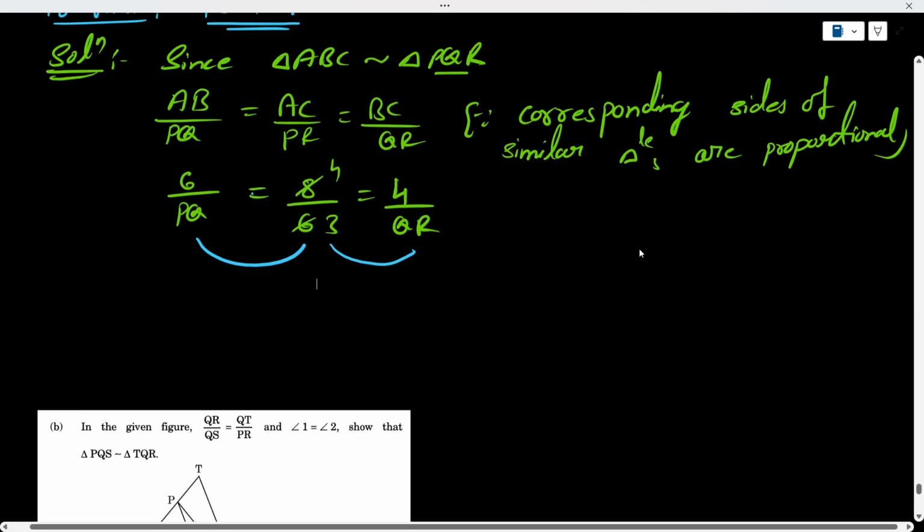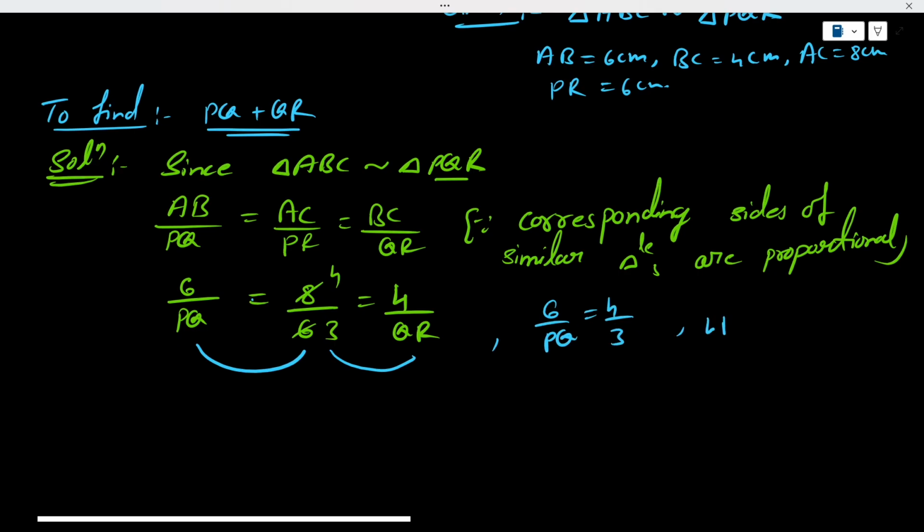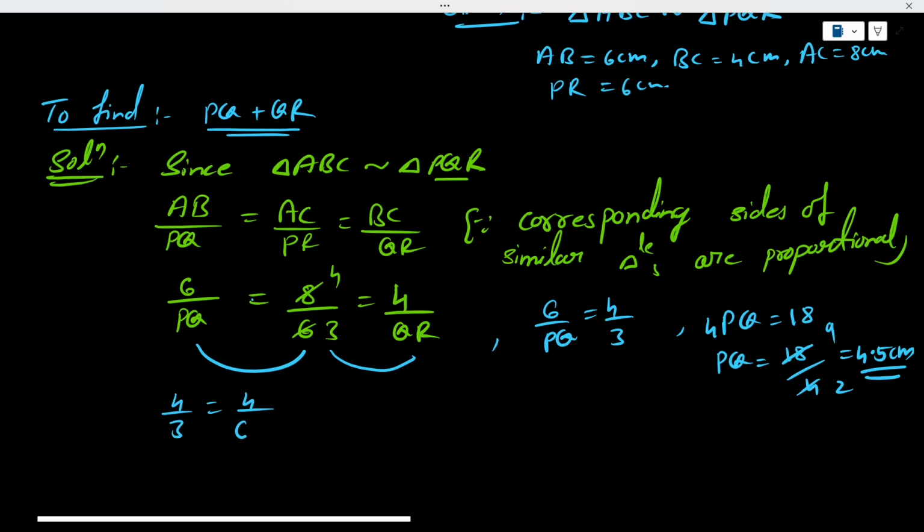So if I do the simplification here, what are you going to get? 6 by PQ will be equal to 4 by 3. That means 4 PQ equals 18, so PQ will be 18 by 4, which is 9 by 2, so it is coming as 4.5 centimeter. Now similarly, compare the next two ratios: 4 by 3 equals 4 by QR. You can do cross multiplication, which is 12.